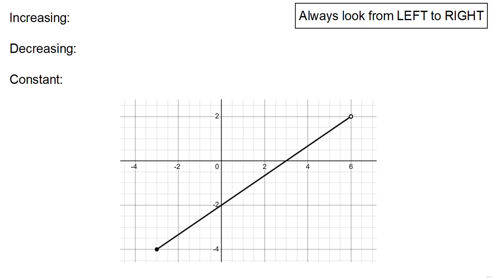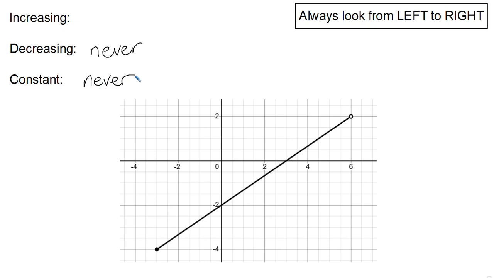This one has endpoints on both ends, one of them being a closed endpoint and one of them being an open endpoint. So we should see that there's no infinities on here, and we can just, by visually inspecting the graph, see that it's never going down and it's never flat. So we'll say it's never decreasing and it's never constant.